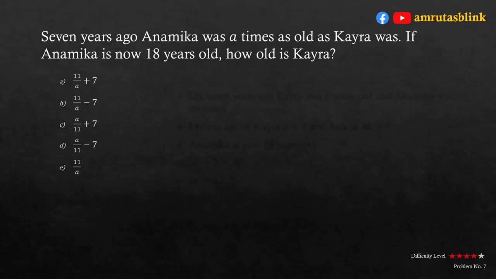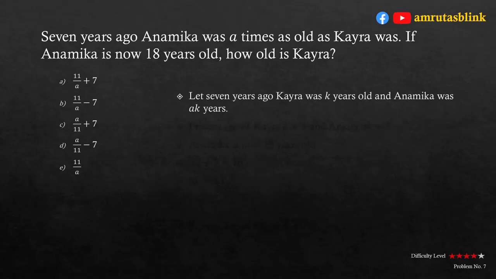Now, here in this system of equations, there are two unknowns, that is, we need to calculate Anamika's age as well as Kyra's age, but only one piece of information is given and hence we will not be able to find the exact value of Anamika's age and Kyra's age. We will get our answer in terms of a variable. Now, let us say Kyra's age 7 years ago was k years.